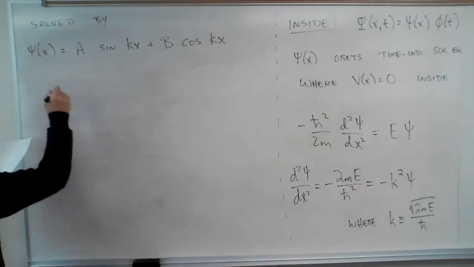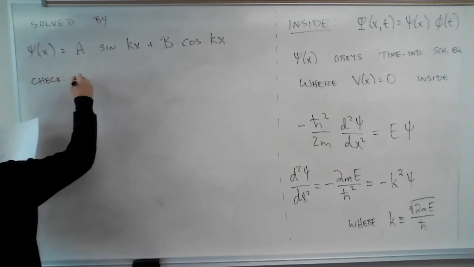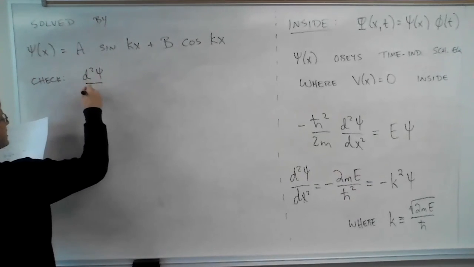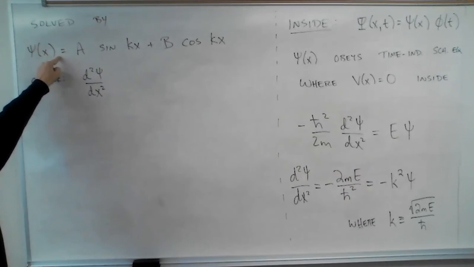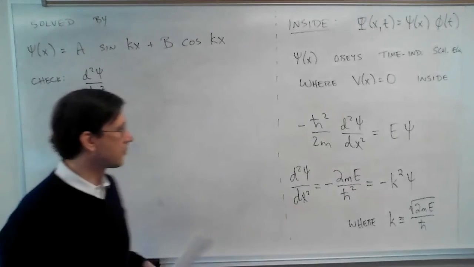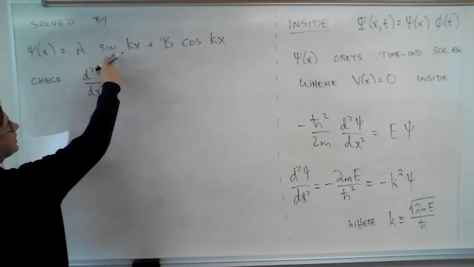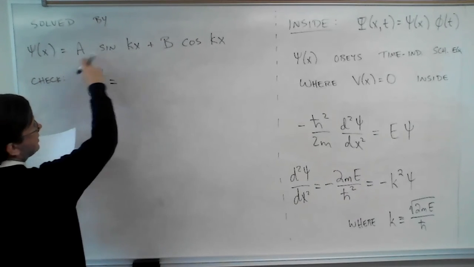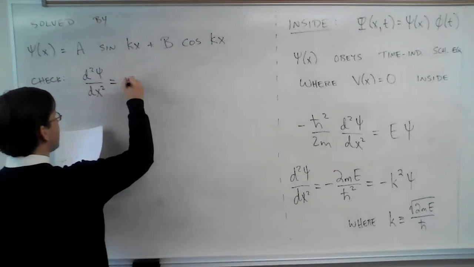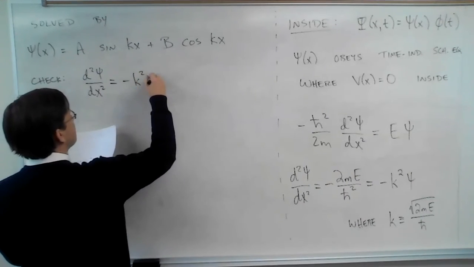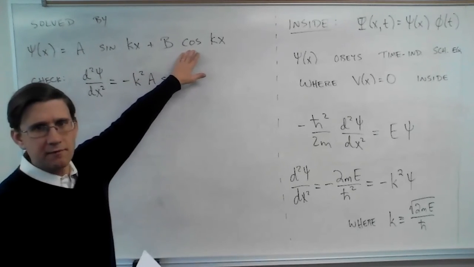If we wanted to really check this, what we would do is take d squared psi dx squared, the second derivative of this function that's supposed to solve our Schrodinger equation. If I take the second derivative of this, the second derivative of sine gives me minus sine back again times two factors of that constant k. So this is minus k squared times A sine of kx. And exactly the same thing for cosine.